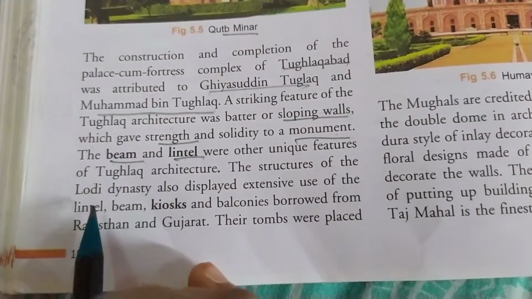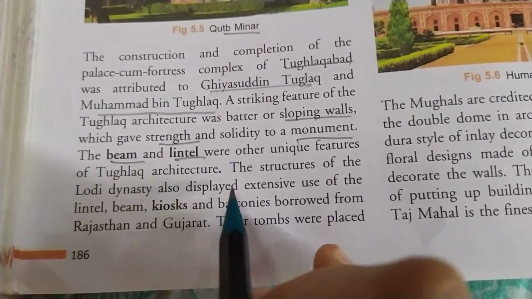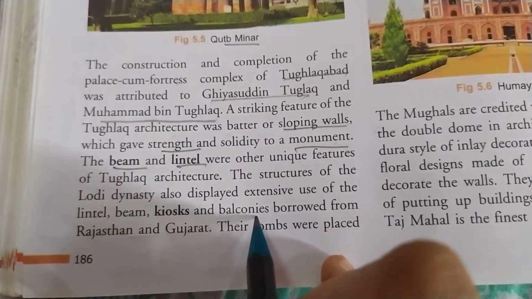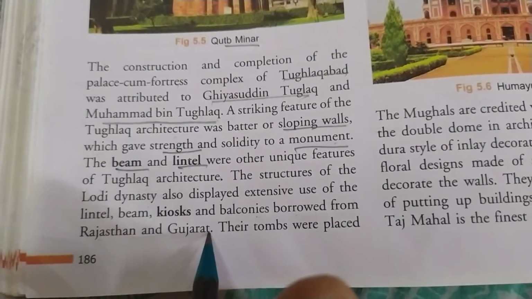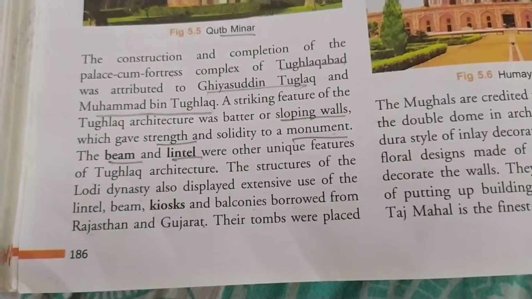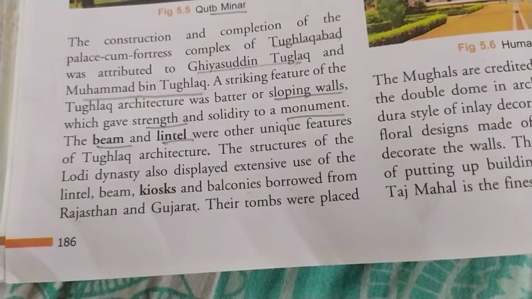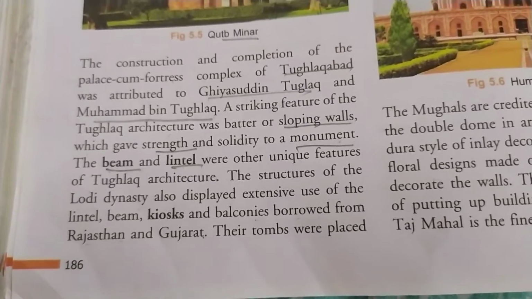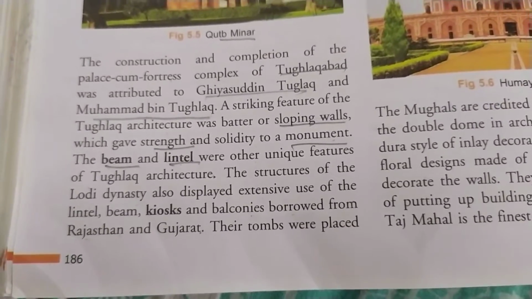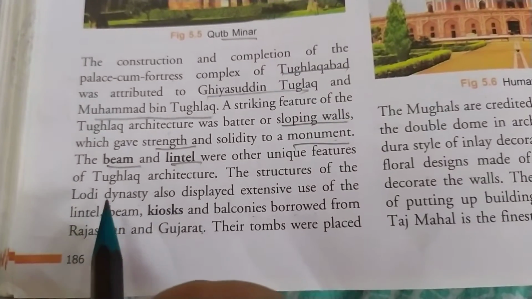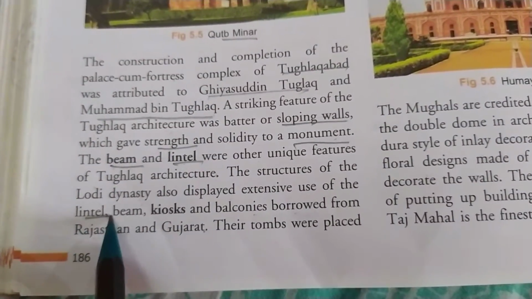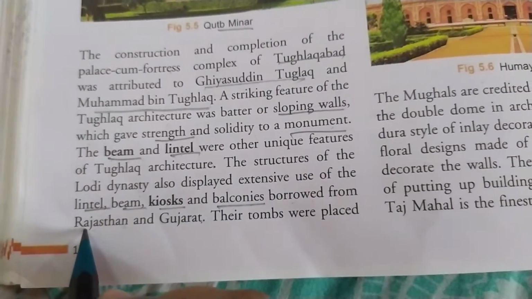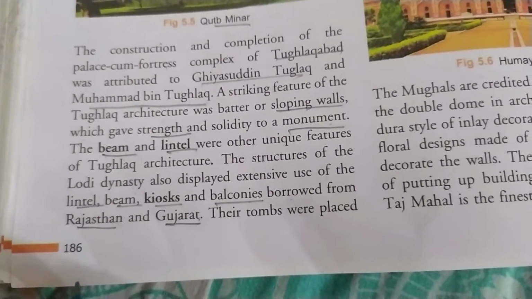The structures of the Lodi dynasty also displayed extensive use of the lintel, beam, kiosk and balconies borrowed from Rajasthan and Gujarat. So every period, in every different dynasty, their architecture was quite different from each other. Just like in the Lodi dynasty, they also used the lintel, beam, kiosks and balconies in their monuments, which they have taken from the Rajasthan and Gujarat palaces and forts.